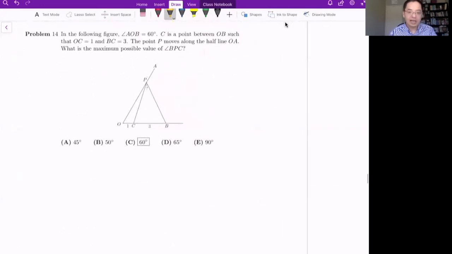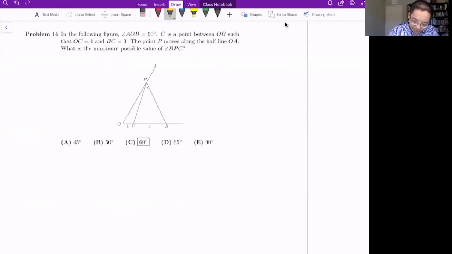All right, now let's look at problem 14. Problem 14 says we have a point P that moves along the half line OA, and we need to find when the angle CPA attains the maximum value. If you have learned calculus, we know it's a powerful tool to figure out maximum and minimum, because you can take a derivative. But here, let's say we don't know anything about calculus. So we need to find a different, clever way to figure out when the angle attains the maximum.